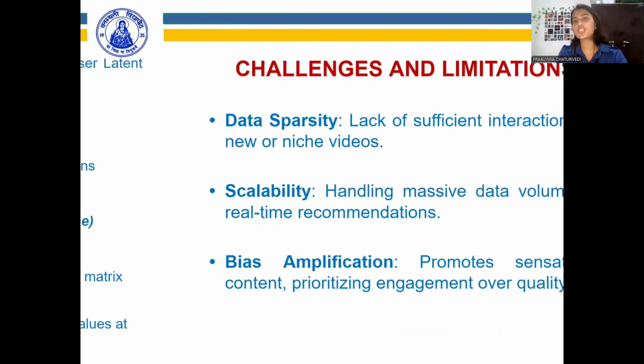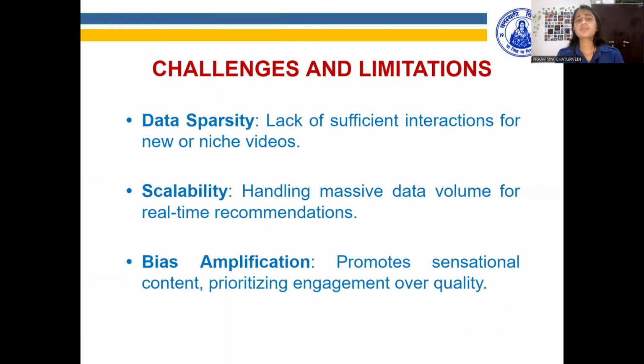Then the challenges and limitations. So there are three major challenges or limitations to YouTube's recommendation system. First is data scarcity. So there is a lack of sufficient interactions for new or niche videos. Niche videos here are specialized videos which are different from the common or mainstream videos.